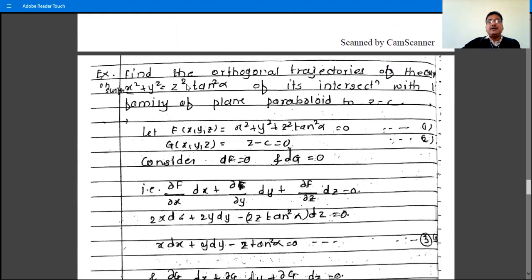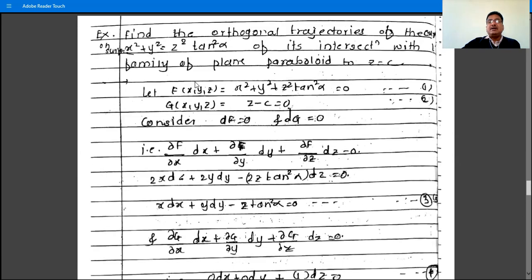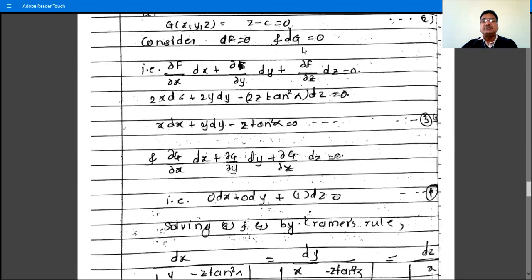Next example of the same type: find the orthogonal trajectories of the curve on the surface x square plus y square is equal to z square tan square alpha, its intersection with the family of planes z is equal to c, z is equal to constant. So denote capital F as the equation of the surface, that is x square plus y square minus z square tan square alpha is equal to 0, and denote by capital G the equation of the curve, and it is z minus c is equal to 0. Then consider dF is equal to 0 and dG is equal to 0.